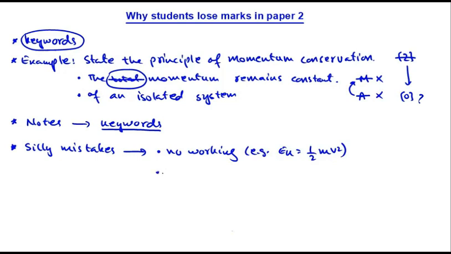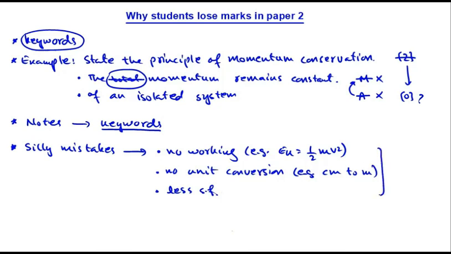Another very common silly mistake that students make in paper 2 is doing the calculation without converting the units first, for example, from centimeter to meter, and then finally stating the answer to less than the required number of significant figures. Students, over the years, I have seen many smart kids make these mistakes and lose marks. So if you want to secure a decent grade in A-level physics, avoid these mistakes.